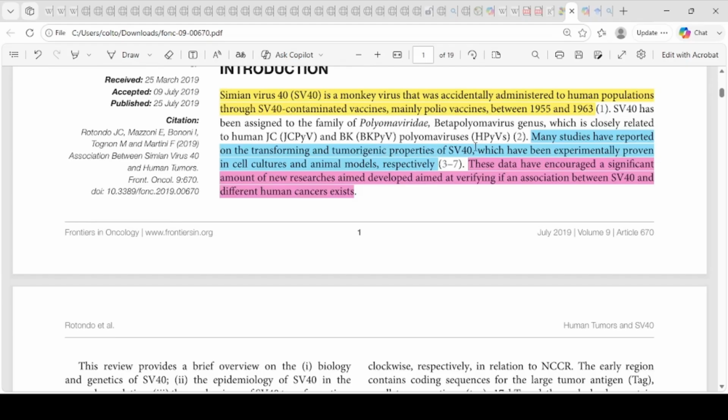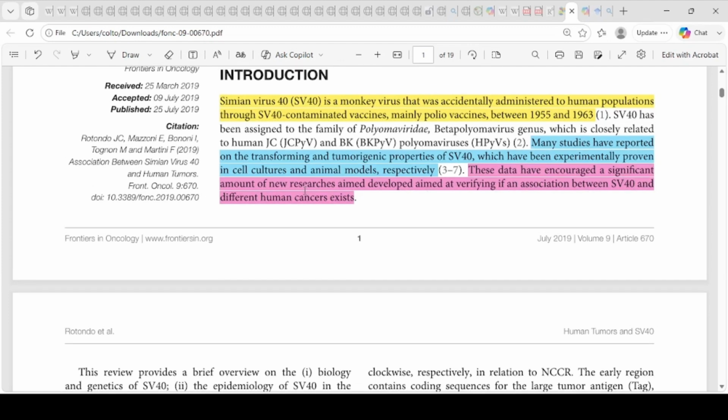So basically, what they're saying here is simply that there's a lot of animal studies and a lot of cell culture studies, so growing cells in petri dishes, that have shown that Simian virus 40 can promote cancer. Okay, and then they say these data have encouraged a significant amount of new research aimed at verifying if an association between simian virus 40 and different human cancers exists.